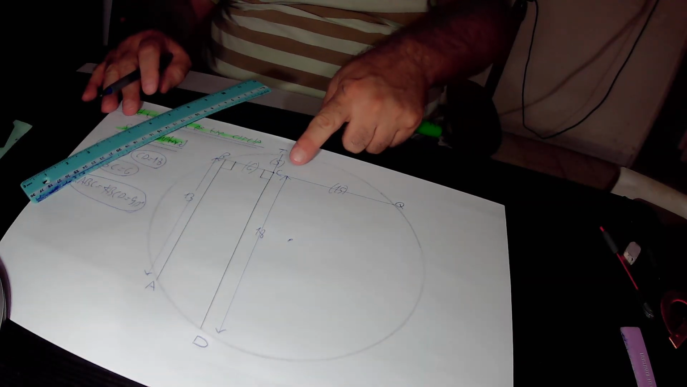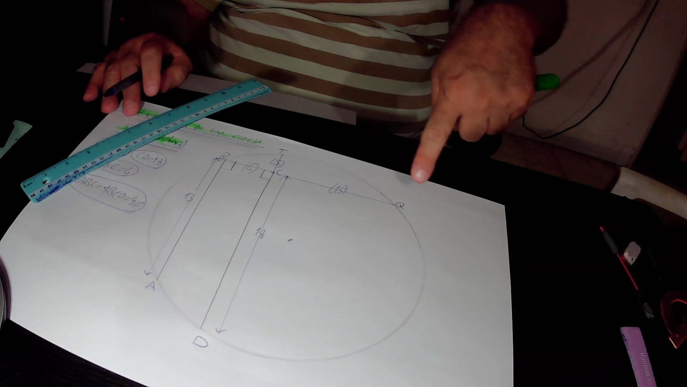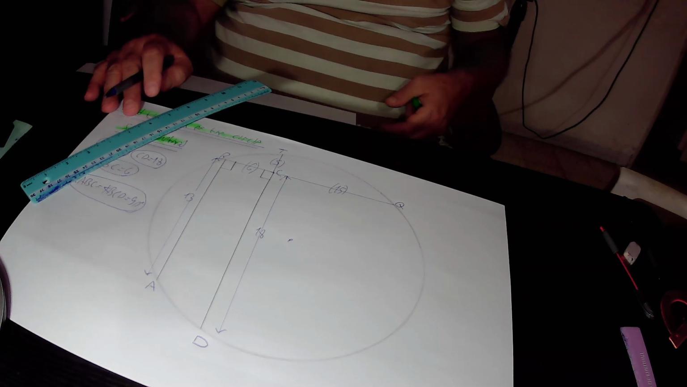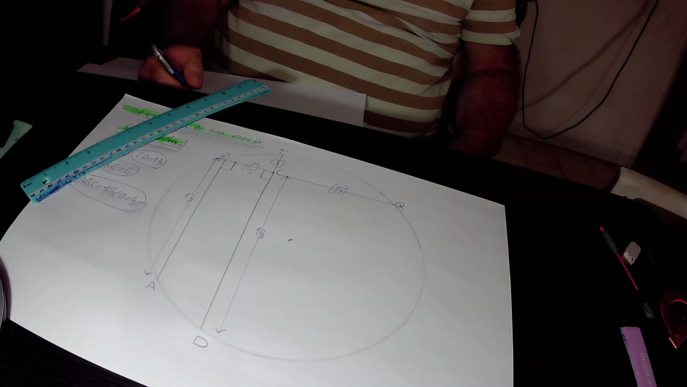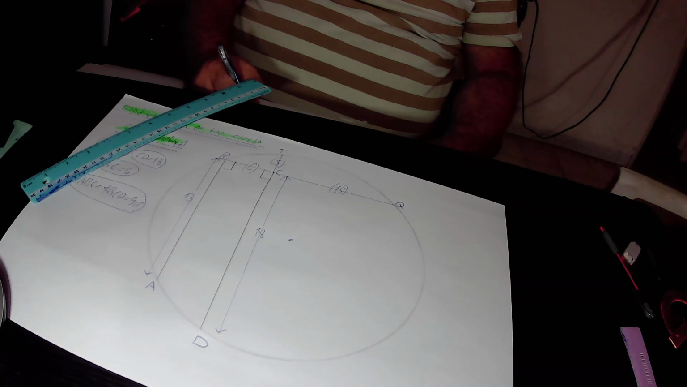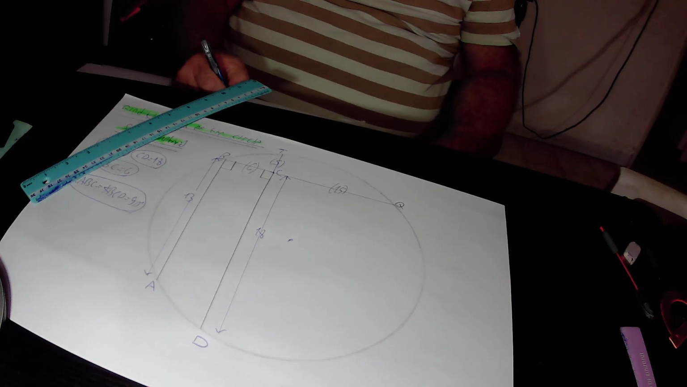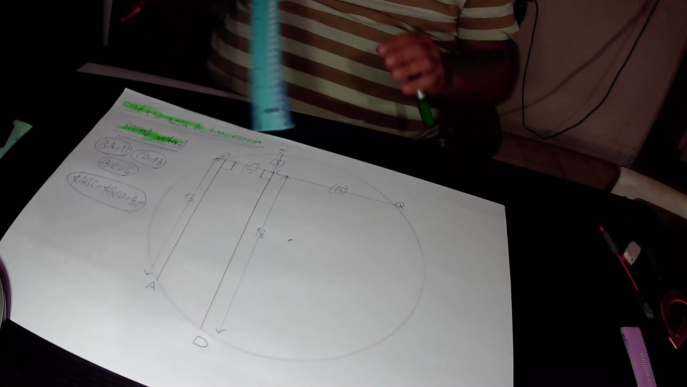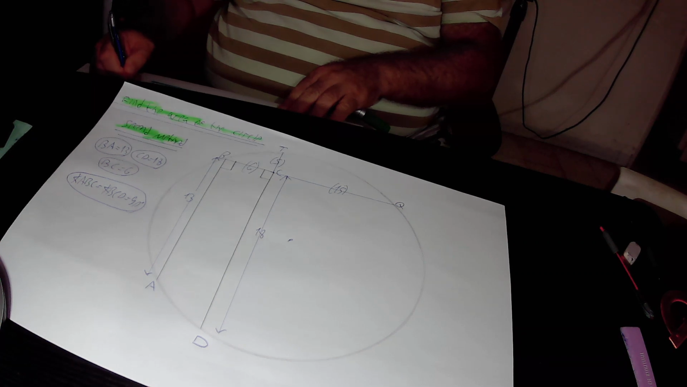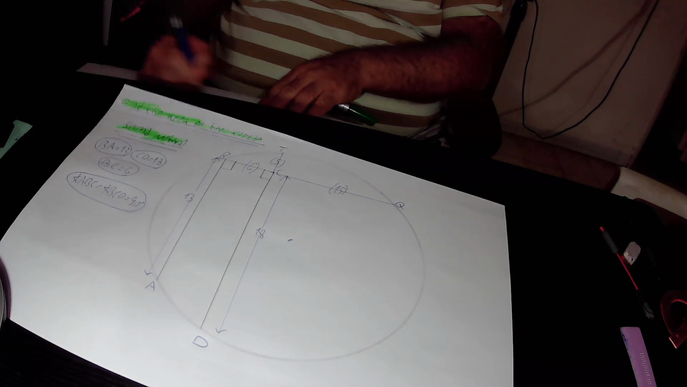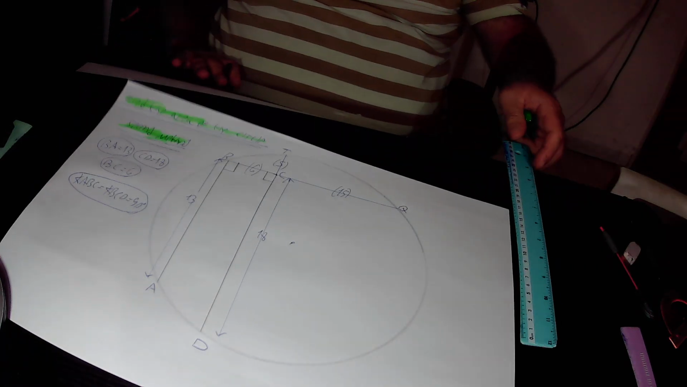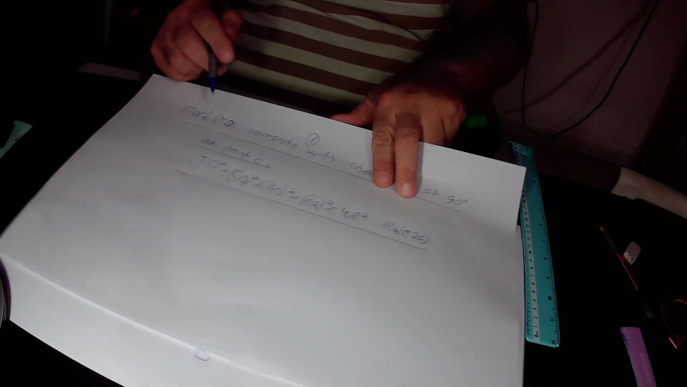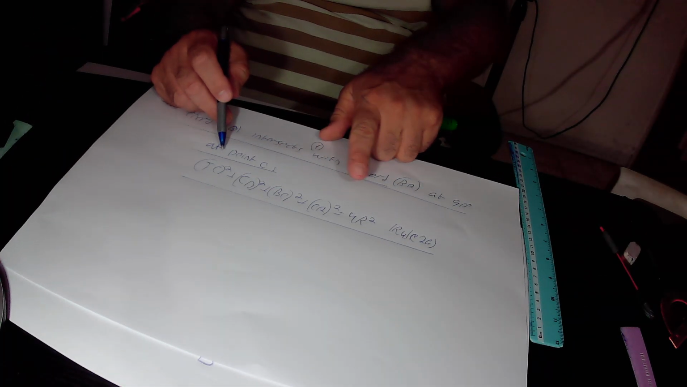According to rule 26, the following equation will be true: TC squared plus CD squared plus BC squared plus CQ squared equals 4R squared, and R is the radius of the circle.